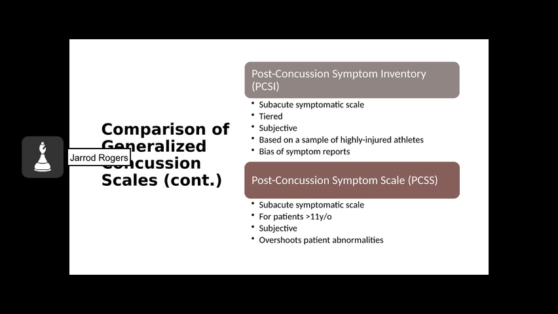Two post-concussion evaluation scales are shown here. Post-concussion symptom inventory is a subacute symptomatic scale which is tiered, but is all subjective questions based on a sample of highly injured athletes showing bias in their sample, and also there's a bias of symptom reports, which would mean that an athlete might have a return to play bias.